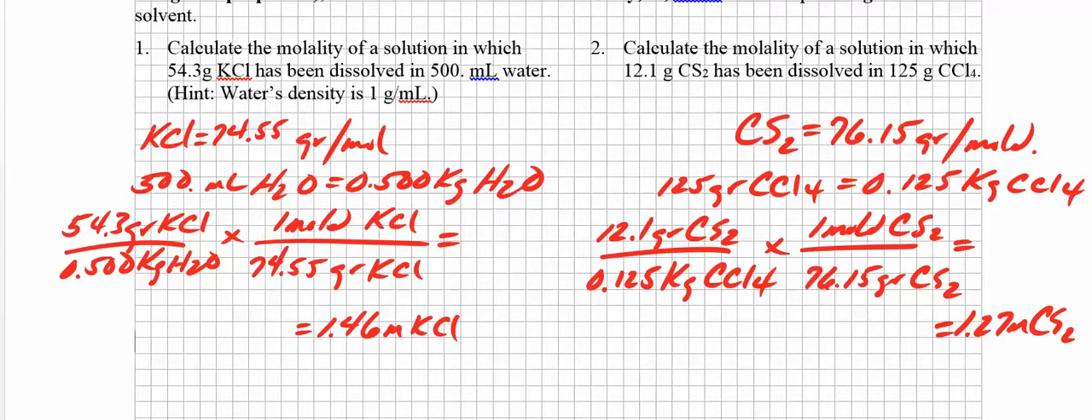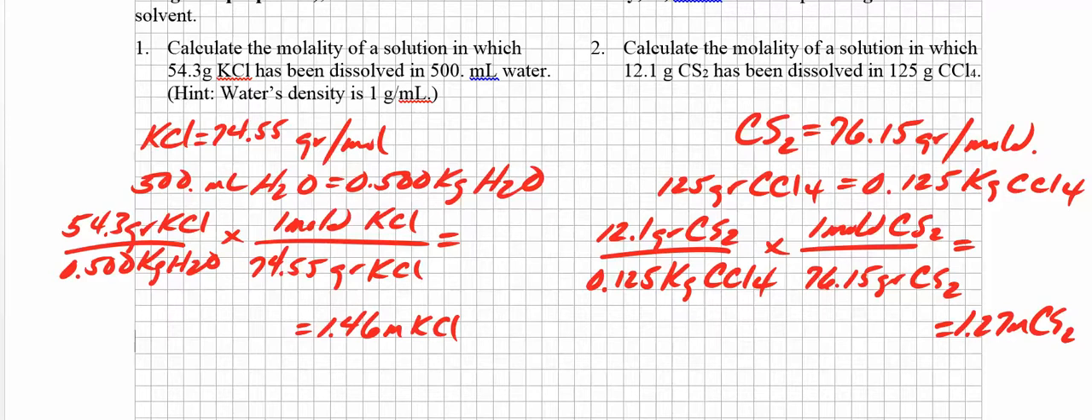So we get 500 milliliters of water is equal to, remember, the density of water is 1 gram per milliliter, so that's going to be 500 grams of water, which is 0.500 kilograms of water. So now we've got the molecular weight of potassium chloride, and we've got the mass in kilograms of the solvent.